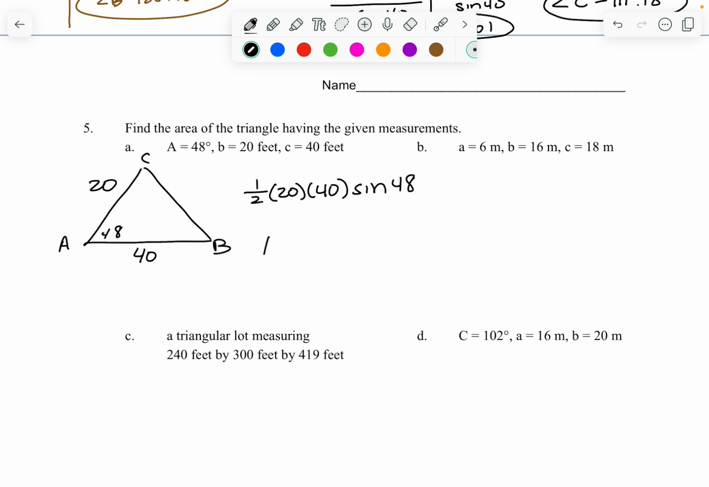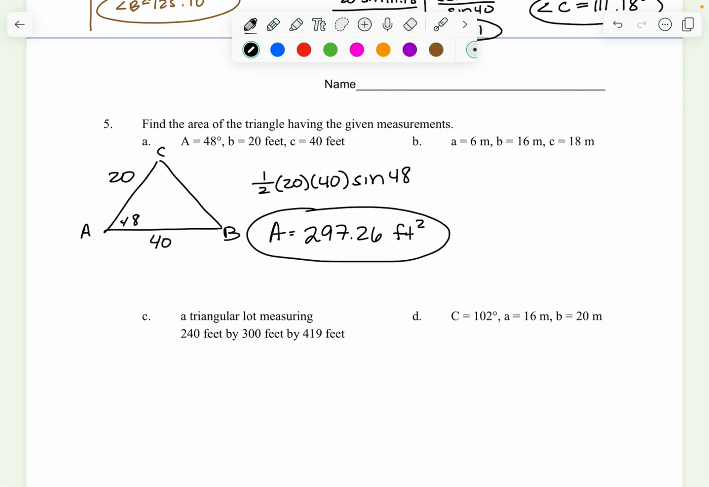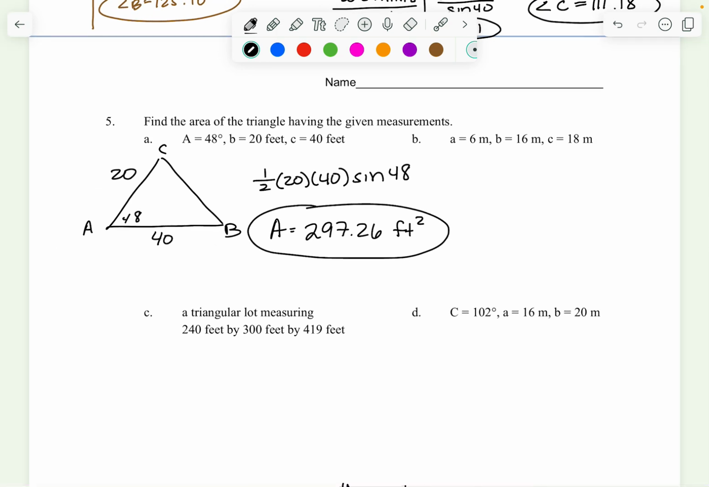So the area is about 297.26. What are we dealing with? Feet. And it's area, so we write a little 2 for 2-dimensional. So when you have a side, an angle, and a side like that, that's the formula you use. You use this guy here. The next time that happens is in part D.